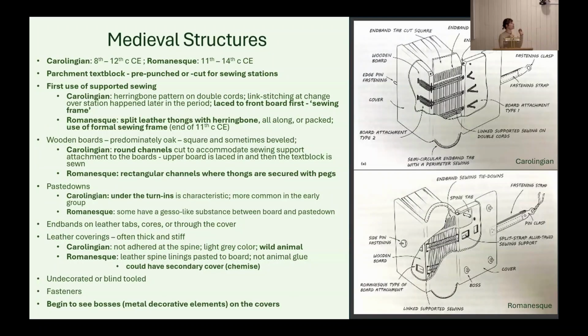So we know that people are spending the time to improve on the amount of time it takes and the resources being put into making books. So it's becoming more of a book culture. They're using wooden boards. The wooden boards have round channels to accommodate the cord for the earlier Carolingian books and rectangular channels for the Romanesque. And then the manner of covering seems to have been that the paste down would go and then the leather covering would go over that for the Carolingian, whereas for the Romanesque, they were buying the cover material and then putting down the paste down. So there are differences in binding techniques being explored.